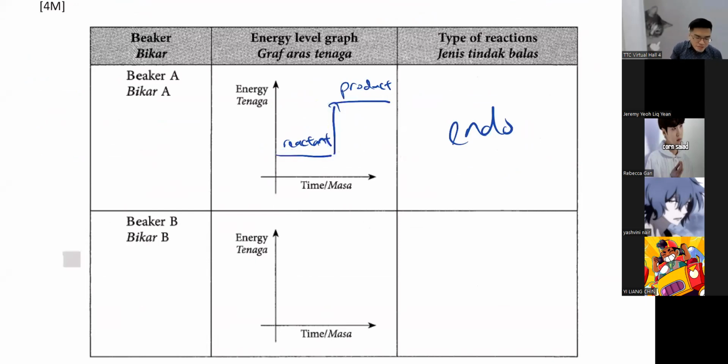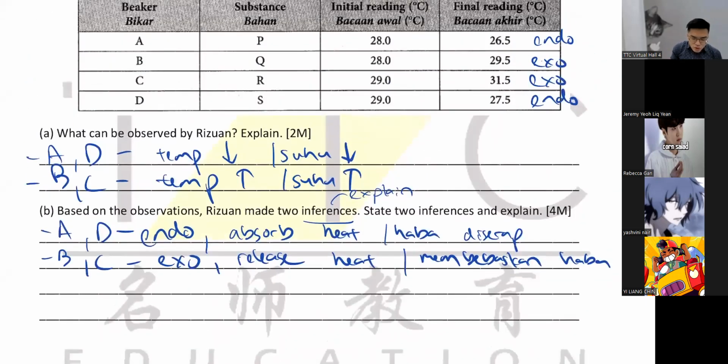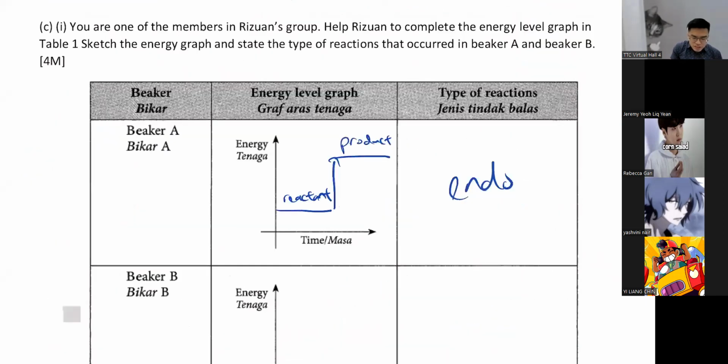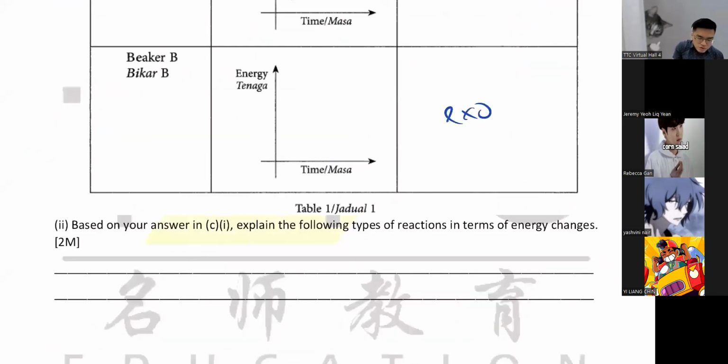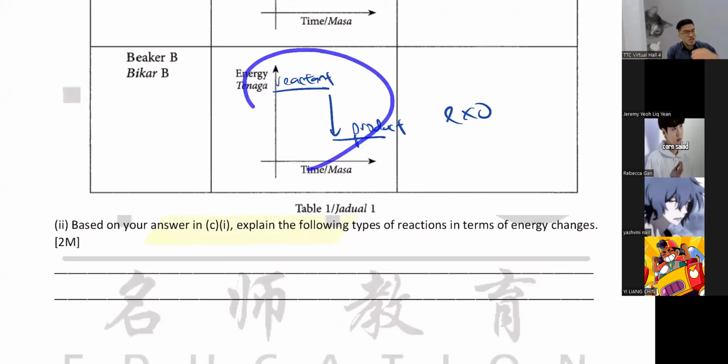All right, and then for B, B is exo. So in this case, the energy level will go down. Your reactant is here, your product is here. So exo means energy goes down, because the energy is already released to the surroundings. That's why for the reaction, the energy goes down. Okay, hope you understand. This is common sense.